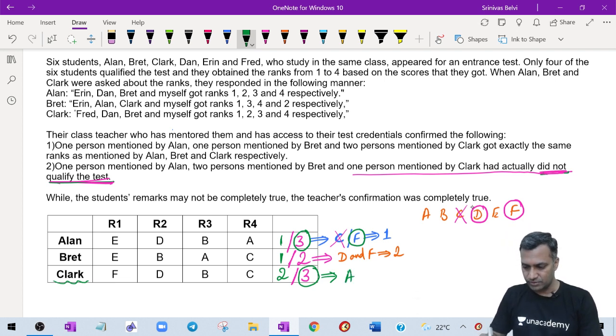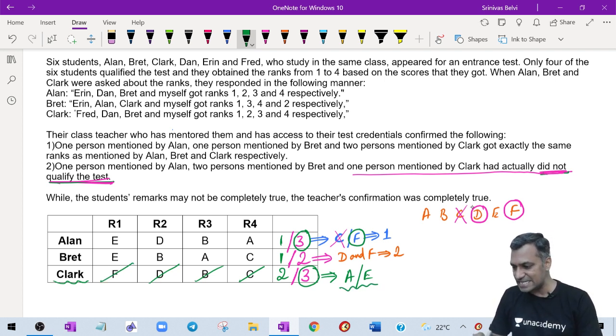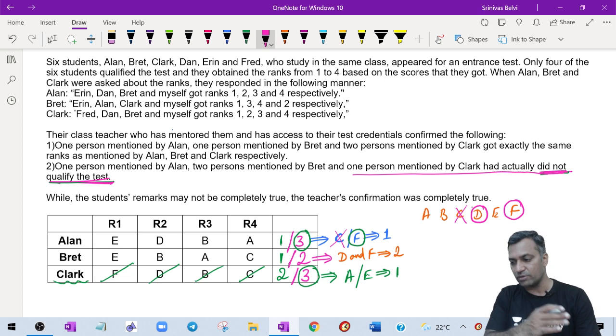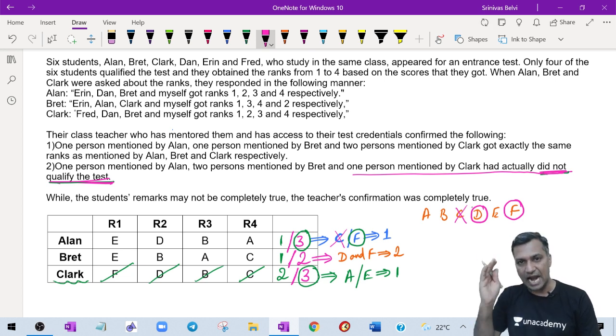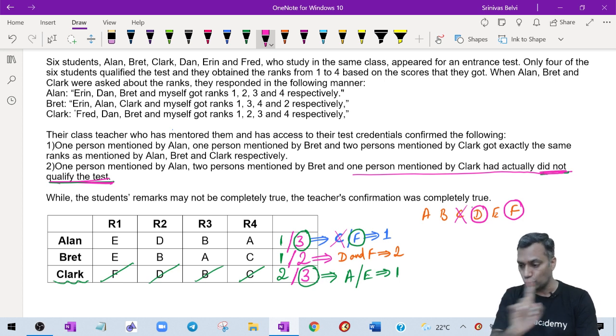A is one of the names, which is not here. B is here, C is here, D is here, E is one of the names which is not here, whereas F is here. And hence you are trying to say that between A and E, one of them should be on the rank list. That's what Brett is trying to tell us. Only one, not both, only one.